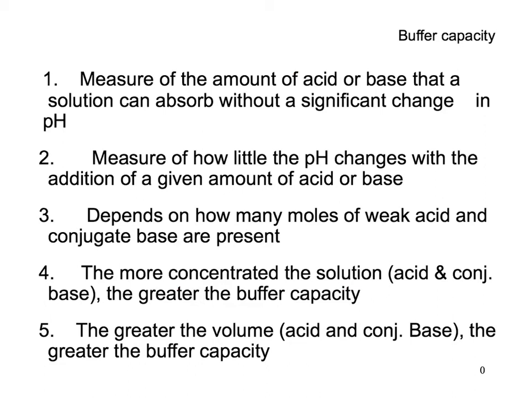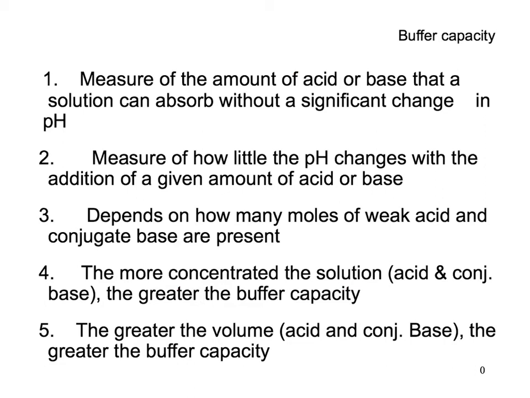One can say that the relative amounts of the acid and the conjugate base, and the absolute concentrations of the acid and conjugate base, are both important. That means how much of the acid and the base is present in relation to each other, what the ratio is, and also how concentrated they are. In terms of what buffer capacity measures, it measures the amount of acid or base that the solution can absorb without a significant change in the pH.